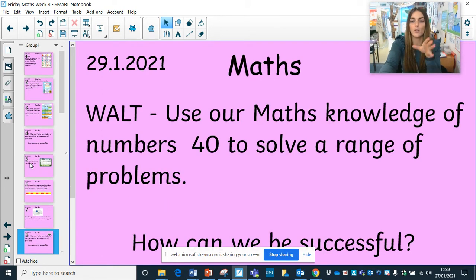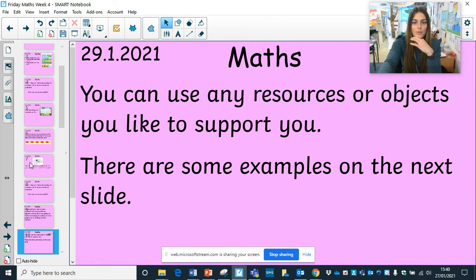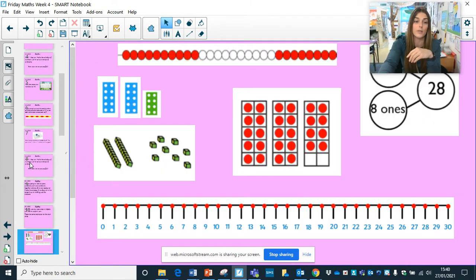Okay, so again, our learning today is to use our maths knowledge of numbers to 40 to solve a range of problems. So we're going to look at some questions and word problems together and see if we can apply our maths knowledge of numbers to 40 to support us in working out the answers. So we're going to read them together, talk about them, and then I want you to have a think and work them out in your own way. Okay, so using all the skills from the last few weeks. So you can use any resources or objects you like to support you, and there are some examples on the next slide or a few slides.